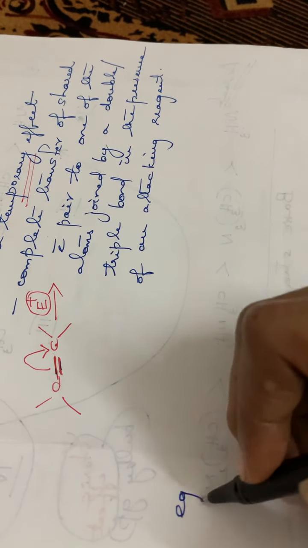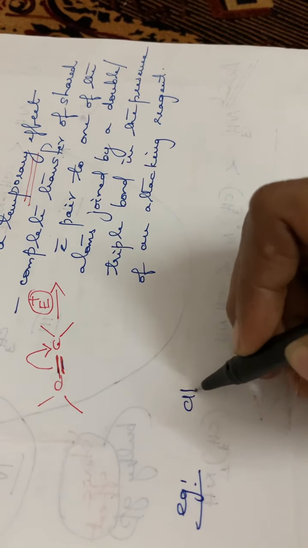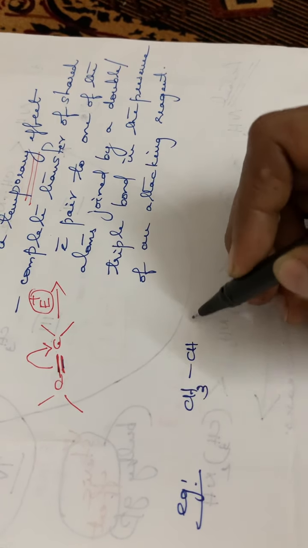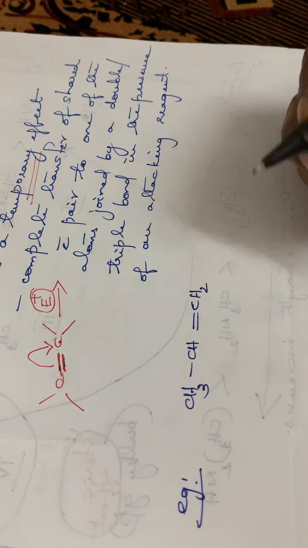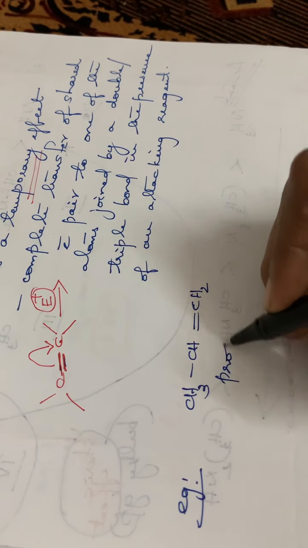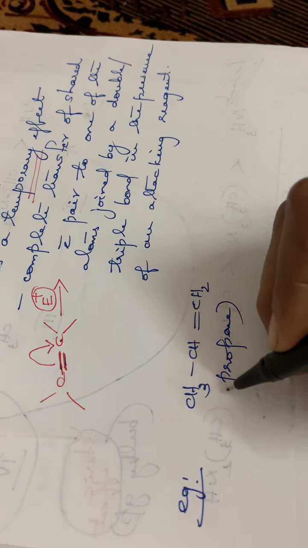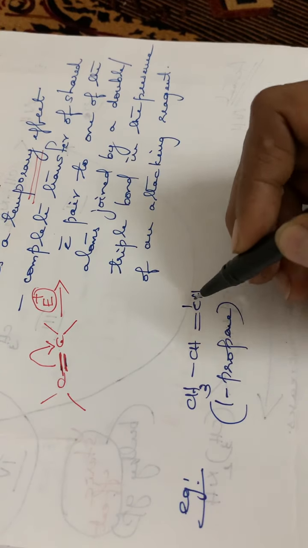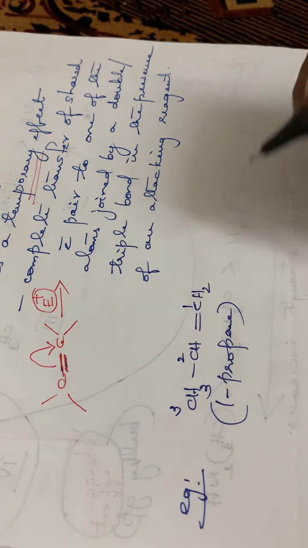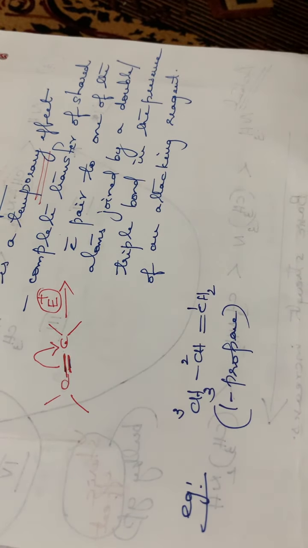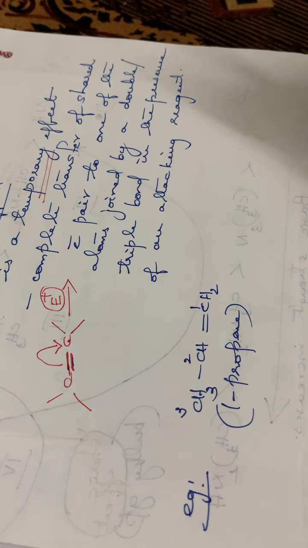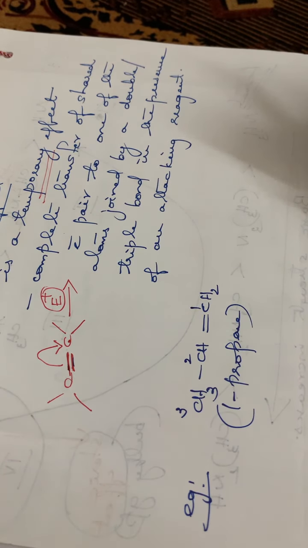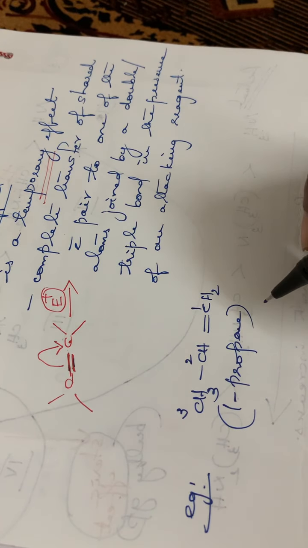Suppose CH3 CH double bond CH2. So this is propene, isn't it? 1 propene. The compound is 1 propene. That is, the first carbon atom has a double bond, isn't it? So it is 1 propene. In the first module you also have to study the nomenclature. I will be taking it in the last session, the nomenclature of these organic compounds.